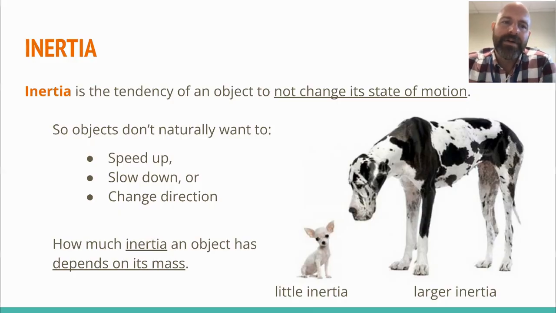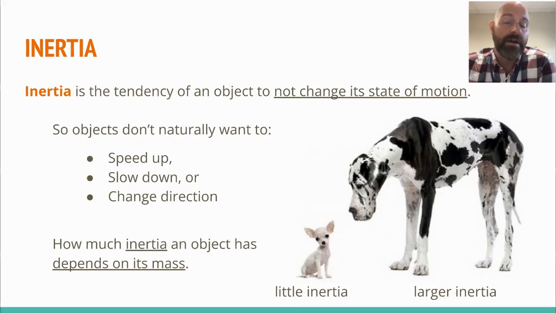All right, the next topic here is inertia. You've probably heard the word inertia before, but it means something very specific in physics. And in physics, it is the tendency of an object to resist its changing state of motion. So objects, we don't see them naturally just speed up, slow down, or change direction. They tend to go in whatever motion they have and keep going.